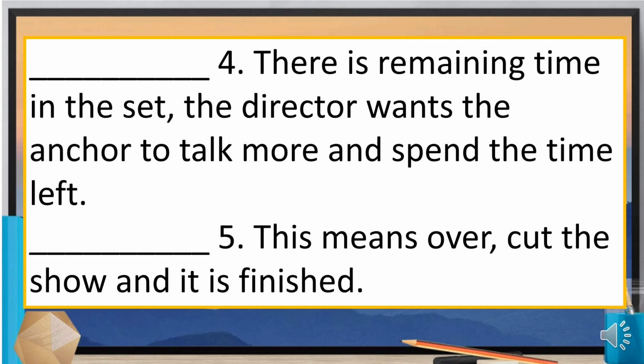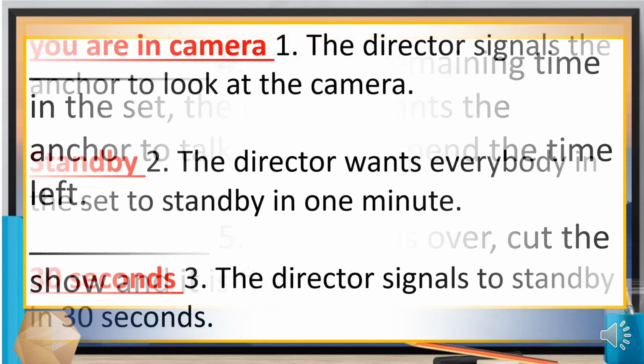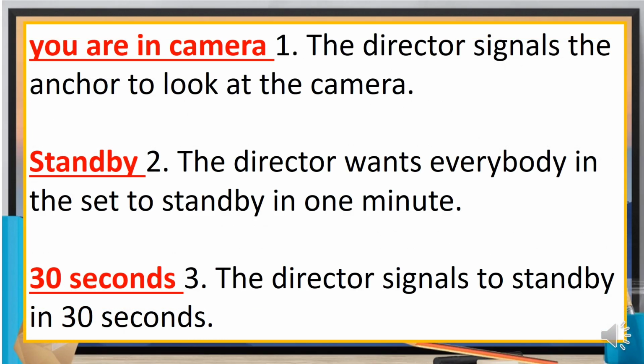Now let us check your answers. So here are the correct answers. Number 1, the director signals the anchor to look at the camera. The answer is you are in camera. Number 2, the director wants everybody in the set to stand by in 1 minute. The answer is stand by. Number 3, the director signals to stand by in 30 seconds. The answer is 30 seconds.